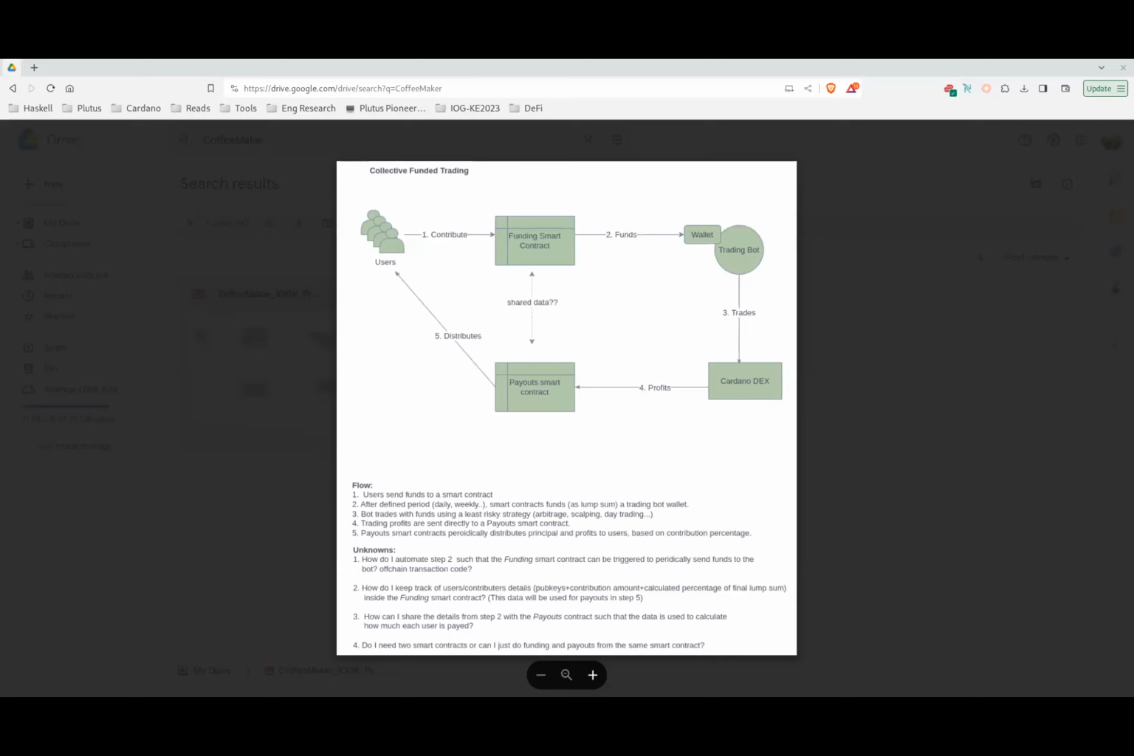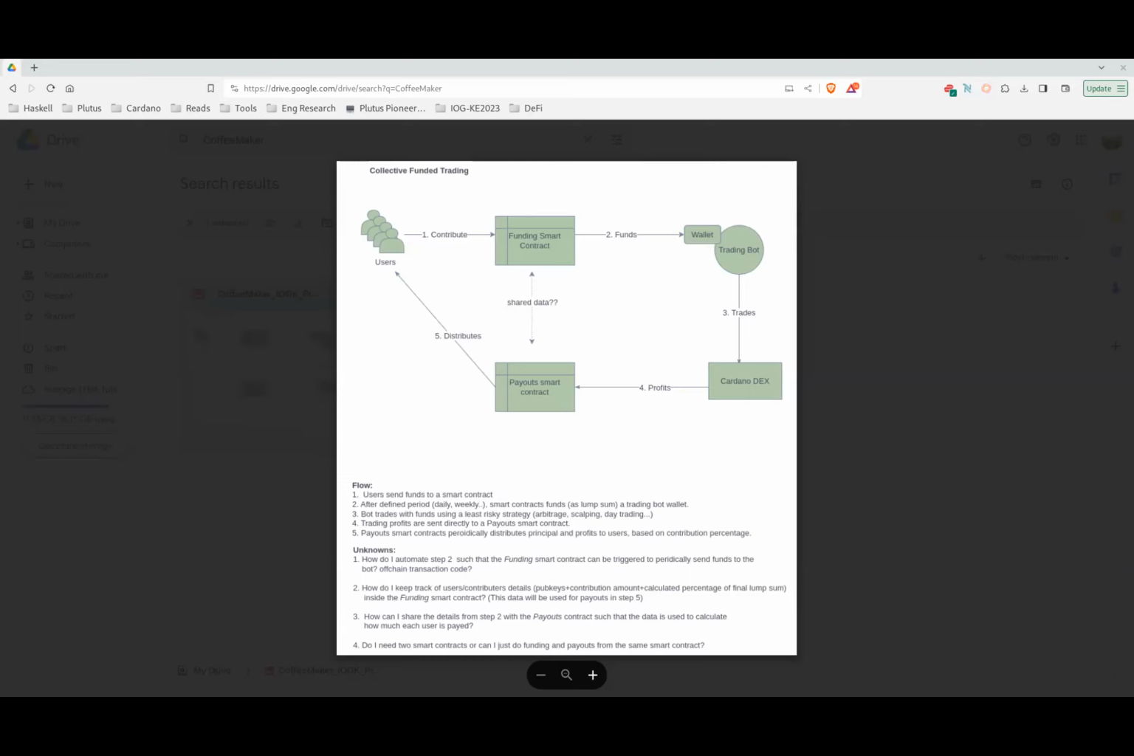So maybe this first smart contract, the funding smart contract, would be enough, that basically keeps track of who invested how much, and then the bot could directly send the profits back to the people that contributed. But you could also do it with a smart contract, I suppose, that the bot just sends it to, and then people can withdraw according to how much they invested.